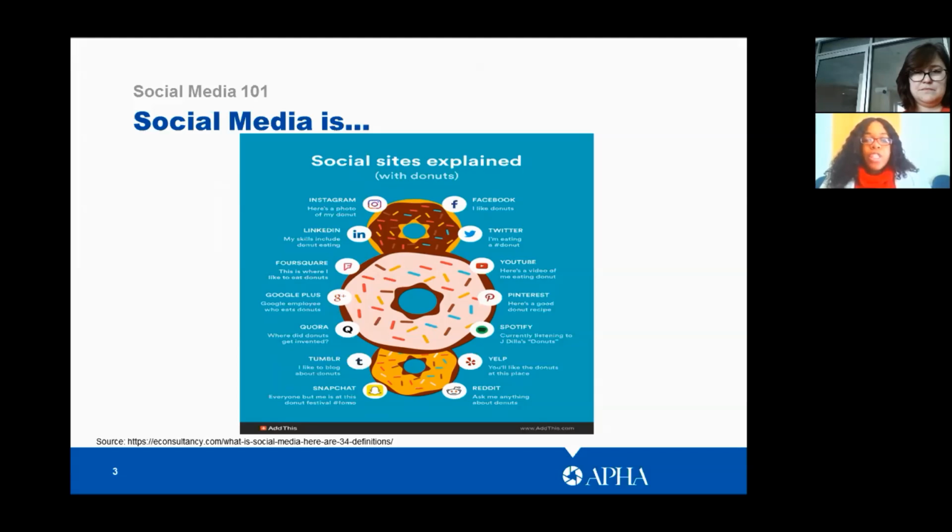Twitter, for example, is conversation-based. So maybe if you wanted to talk about your love for donuts or something like that, I'm eating a donut with a hashtag, and anybody who clicks on the hashtag would be able to have that conversation with you. And then Facebook is really just for updating people. So I like donuts, you might like donuts too. And that's really kind of how Facebook works.